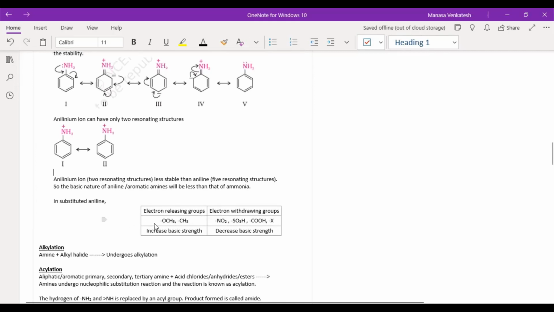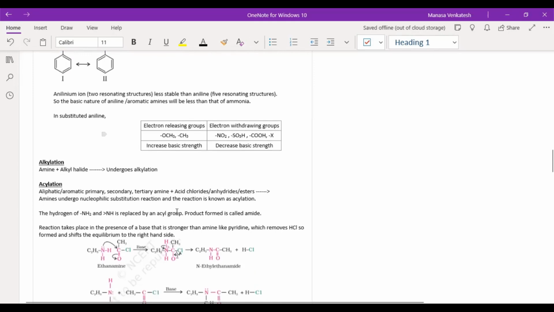Next, obviously, substituted anilines, where you have electron releasing groups, will increase the basic strength, whereas electron withdrawing groups will decrease the basic strength. Next is alkylation. Amine is reacting with an alkyl halide, and then it's undergoing alkylation. If you remember, that's what we studied in the preparation of amines. The first one, ammonolysis of alkyl halides. That is exactly what we studied.